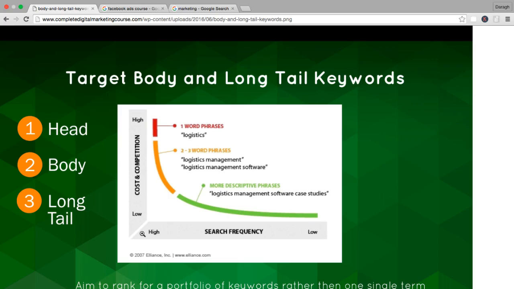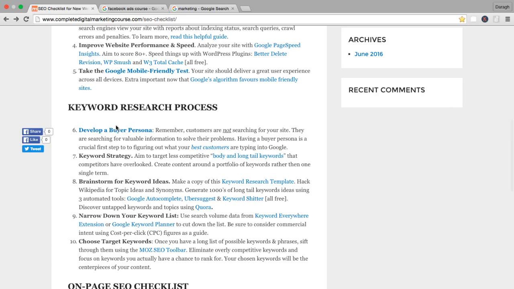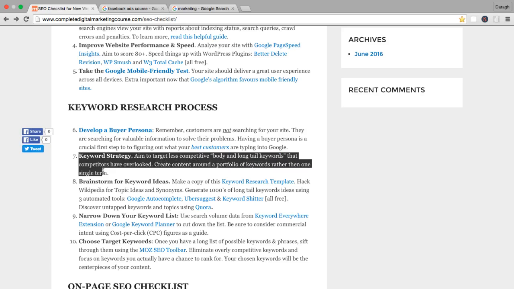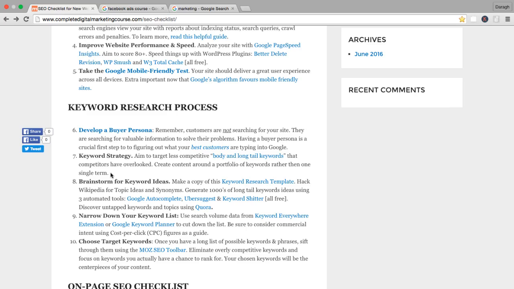And as well as the types of keywords that you should go after, you should aim to rank for a portfolio of keywords rather than one single term. So you're going to be creating a number of different blog posts around a lot of different terms. So think of it as a portfolio approach rather than as you're just going to be at the top of the search results for one term. So I hope that that has given you the right mindset now to approach this whole process, and that you've got a strategy as well. You've got some focus in how you're really going to approach this.